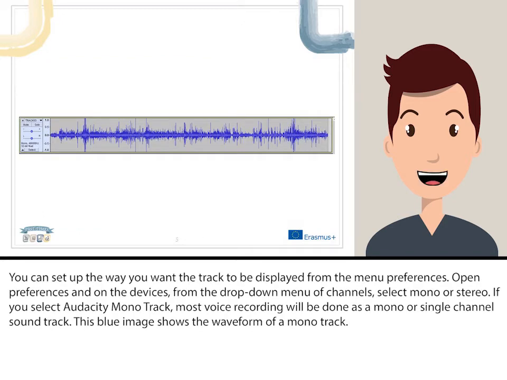You can set up the way you want the track to be displayed from the menu Preferences. Open Preferences and on the devices from the drop-down menu of channels, select mono or stereo. If you select Audacity Mono Track, most voice recording will be done as a mono or single channel soundtrack. This blue image shows the waveform of a mono track.